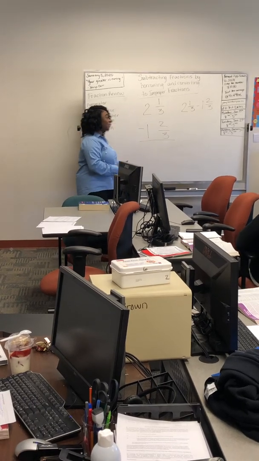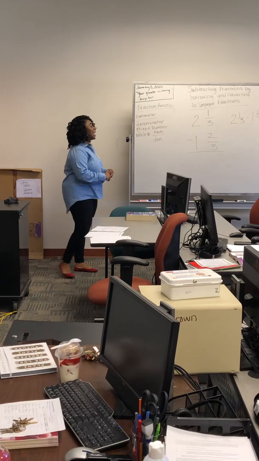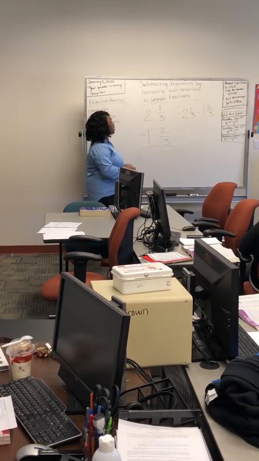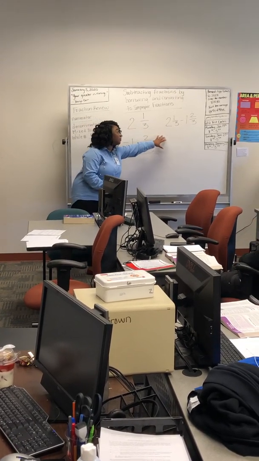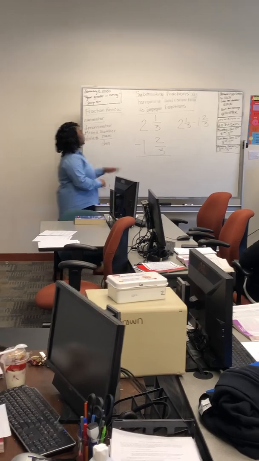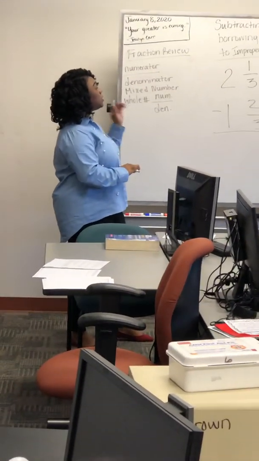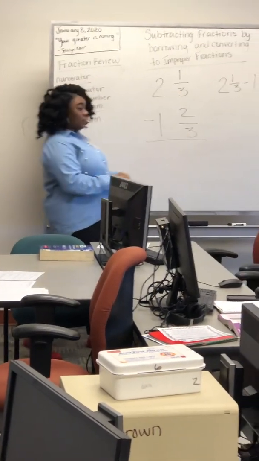Subtracting those fractions. We've already gone over how to add and subtract fractions before. You already know that they have to have the same common denominator. So we already know that. So we're using what we already know in order to answer this problem. All right? So the first one, we have 2 1/3 minus 1 2/3. So in order to subtract, we first need to check and make sure they have the common denominator.